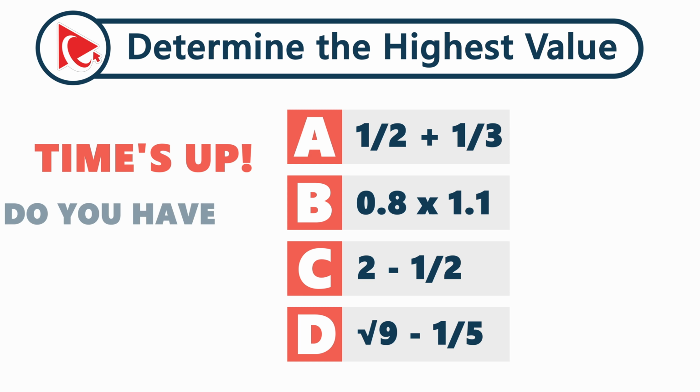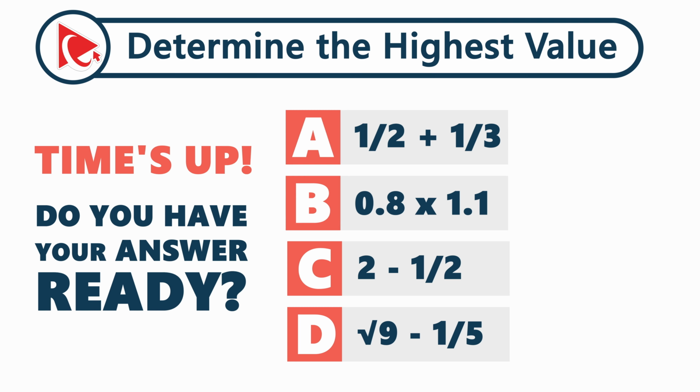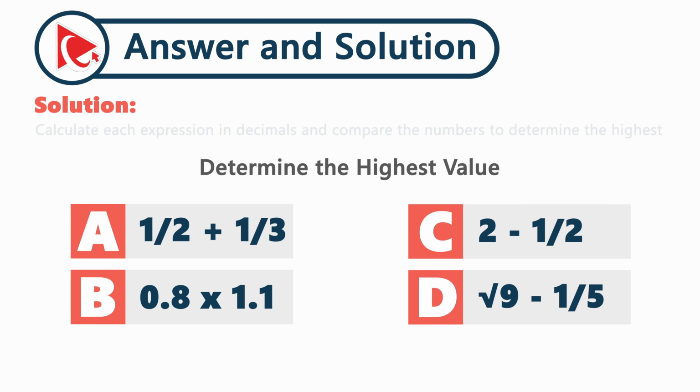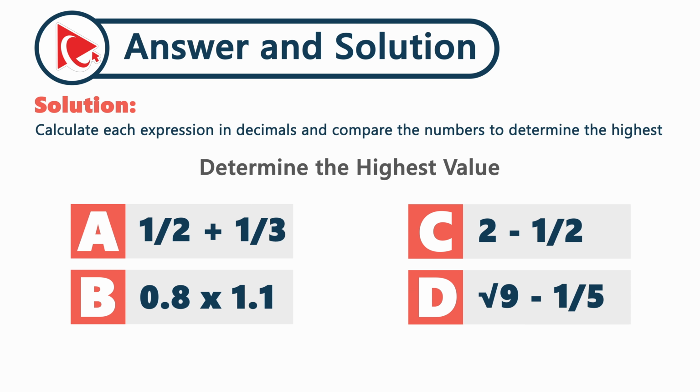Time's up. Do you have your answer ready? I hope so, because the solution here is really easy. As you might have guessed, to solve it, you need to calculate each expression in decimals and compare the numbers to determine the highest. Let's start with choice A, 2 fractions, 1/2 plus 1/3.